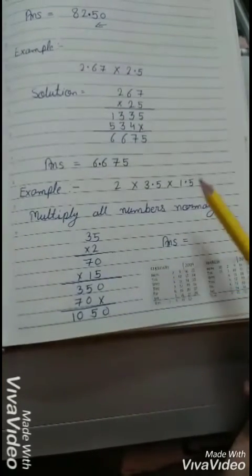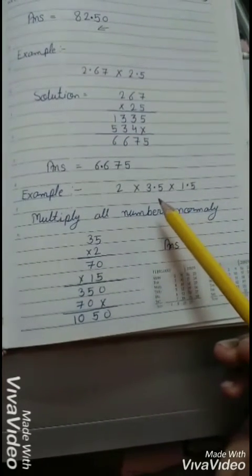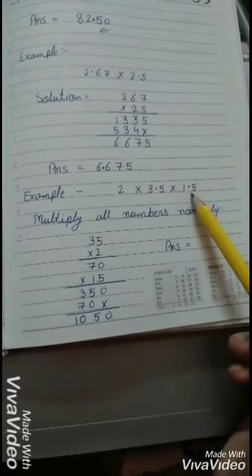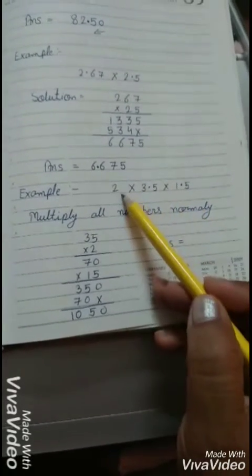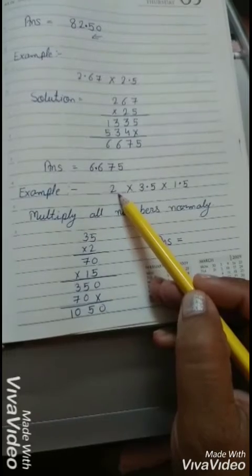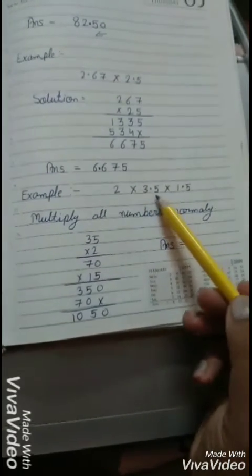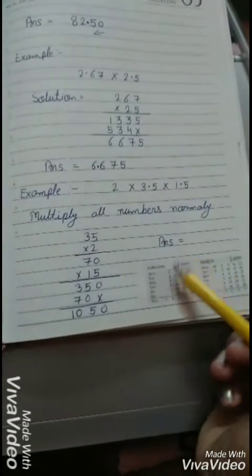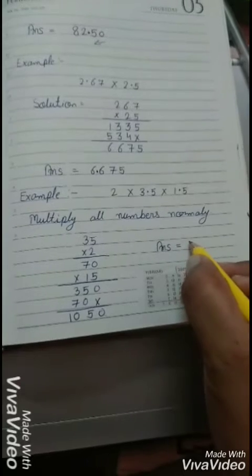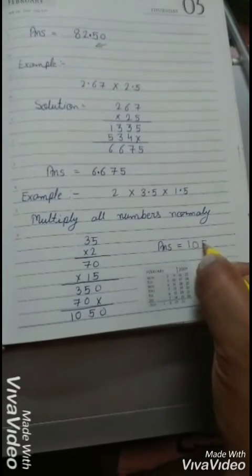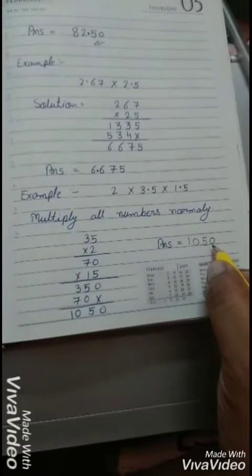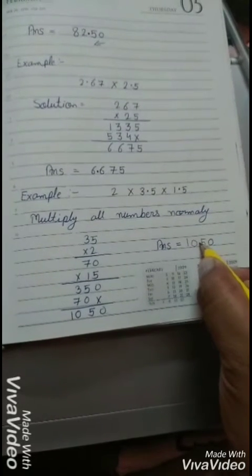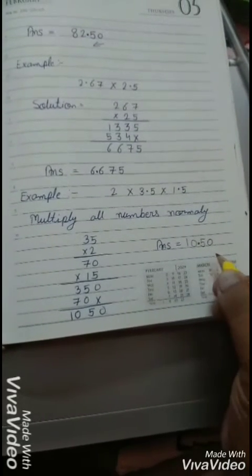Now we have to count the number of digits after the decimal sign. Here we have 1, and here we have no digits after the decimal sign, that means 0. Wait, in the original example the numbers 3.5 and 1.5 each have 1, so 1 plus 1, 2. So now the answer will be 1050. Count 2 digits, 1 and 2. So it is 10.50.